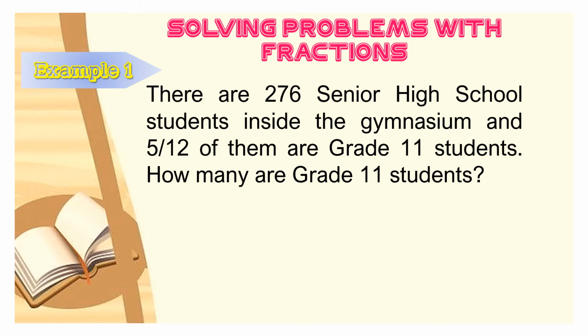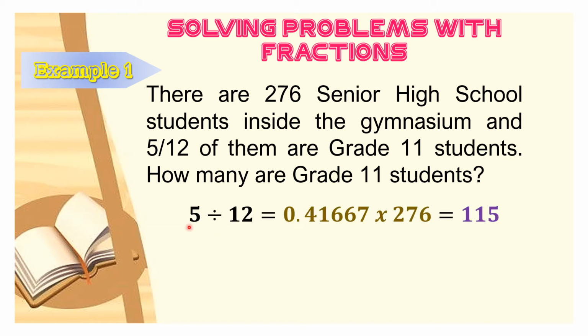To answer this question, we must first convert the fraction to its decimal form. That is by dividing the numerator, which is 5, by its denominator, which is 12. So we have 5 divided by 12. That is equal to 0.41667. As you can see, I rounded off the answer up to 5 decimal places so that we can have an accurate result. So take note of that.